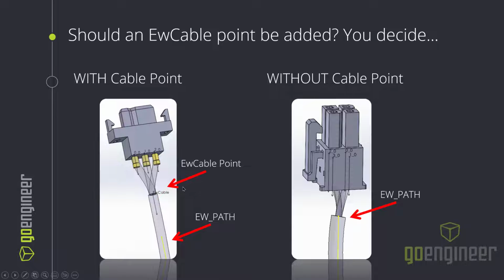That collecting can be controlled by an EWCable point, or if your part is missing an EWCable point, it actually does the collection at the start of your EW path. EW path is what controls the direction. Again, if you haven't seen Electrical 3D, we'll bring that sketch up here a little bit later. So you can do either method on where you want to control it.